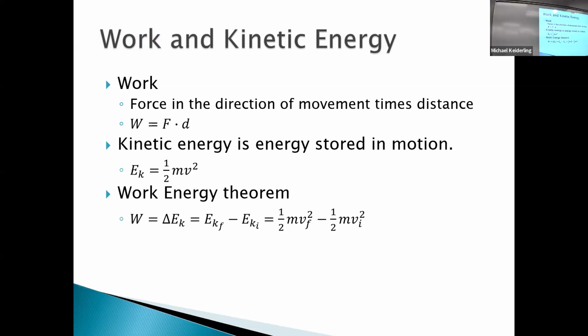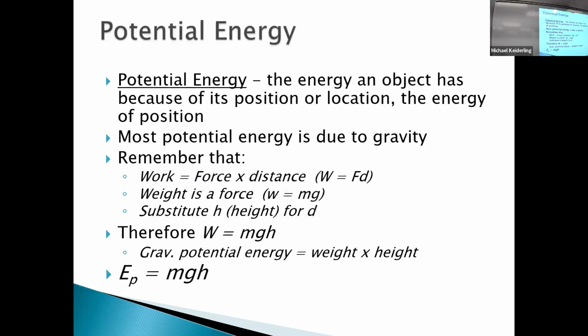And the work-energy theorem says that work equals change in kinetic energy. So that's 1/2 mass velocity 2 squared minus 1/2 mass velocity 1 squared, or final and initial. I have it written as final and initial here. So that's our quick review of kinetic energy and work.